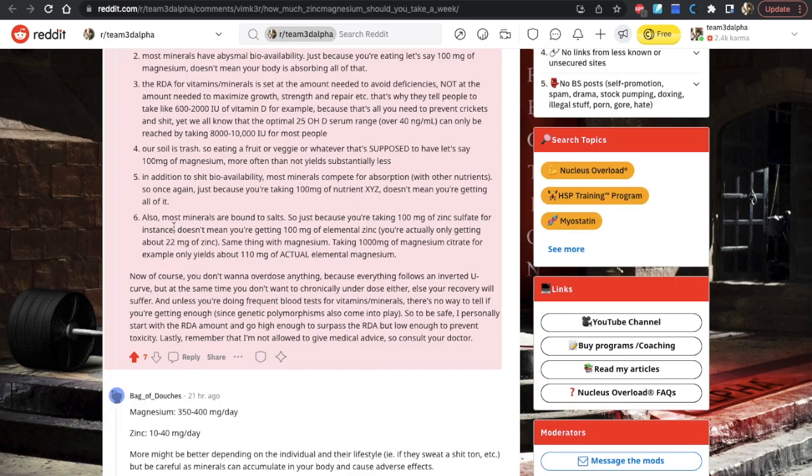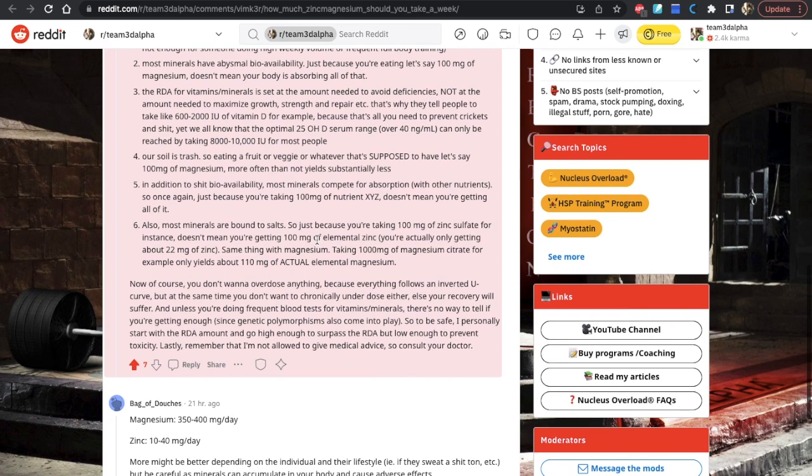Reason number six, also, most minerals are bound to salt. Just because you're taking 100 milligrams of zinc sulfate, for instance, doesn't mean you're getting 100 milligrams of elemental zinc. In fact, that's one of the biggest ones. Most people look on the bottle and see, oh, look, 100 milligrams of zinc. They don't look at the fact that it's zinc citrate or zinc sulfate, and they think, I took 100 milligrams of zinc, so I have 100 milligrams. No. Sometimes you're only getting like 20% elemental zinc. So in a 100 milligram tablet of zinc sulfate, you're only getting about 20 to 22 milligrams of zinc. So you got to factor that in.